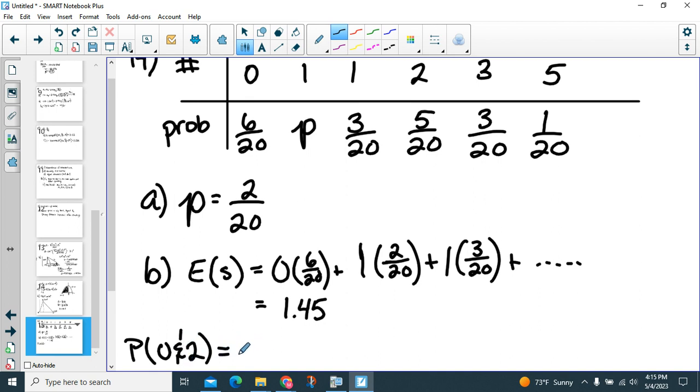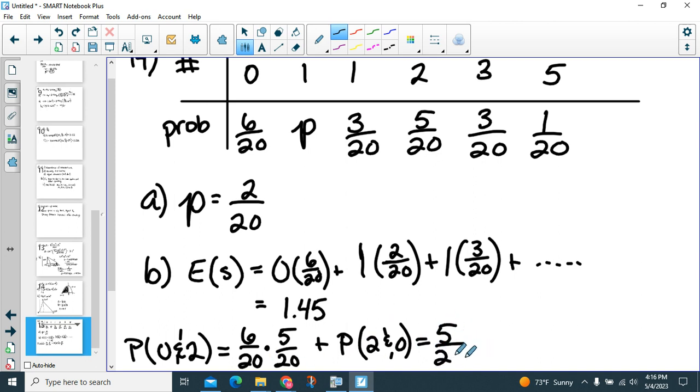So that would be the probability of getting a 0 is 6 over 20, and the probability of getting a 2 is 5 over 20. Or, you would add the probability of getting a 2 and a 0. Well, that's the same thing, just switched around, right? So the probability of getting a 2 is 5 over 20, and the probability of getting a 0 is 6 over 20, plus the probability of getting a 1 and a 1.